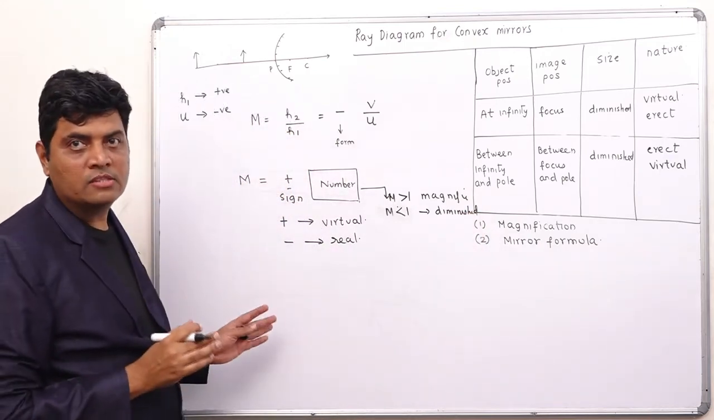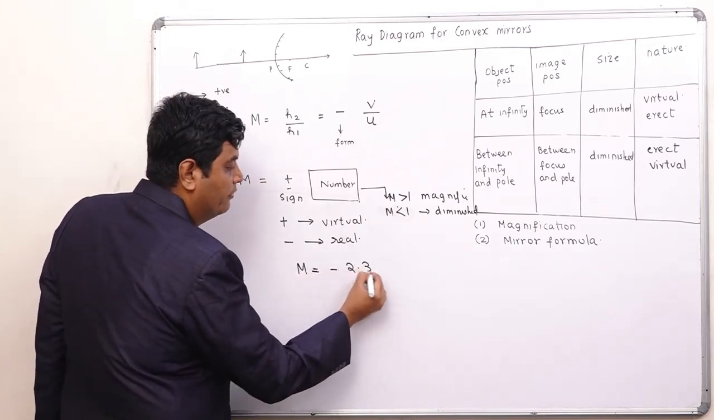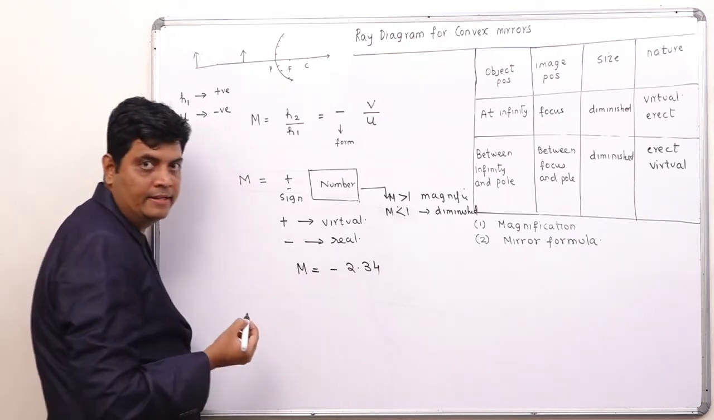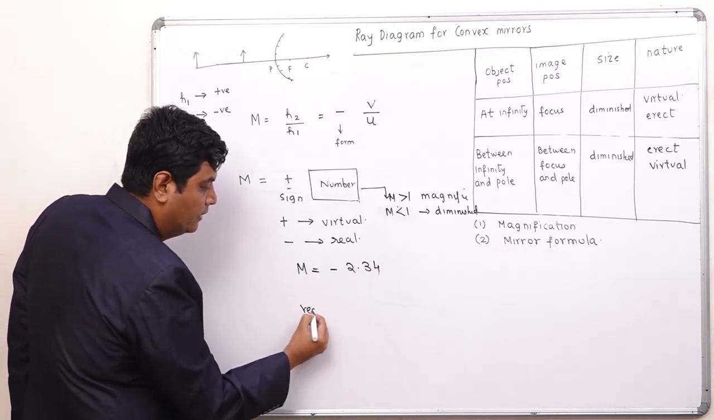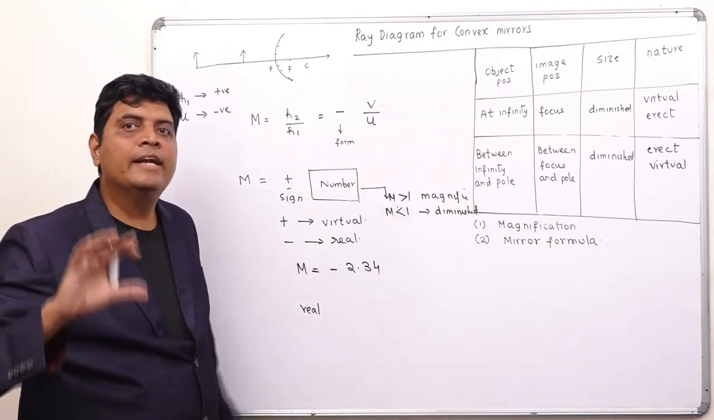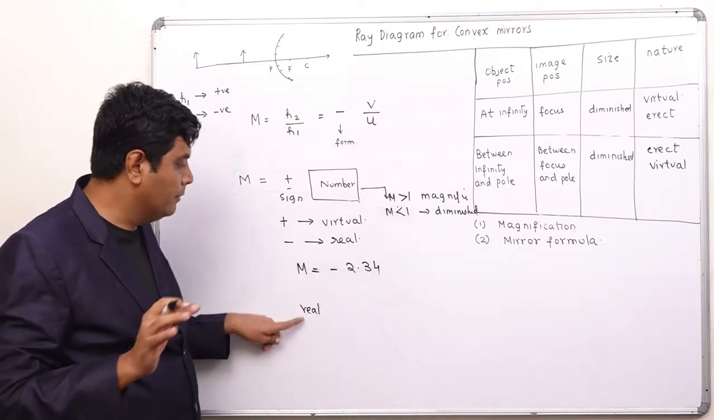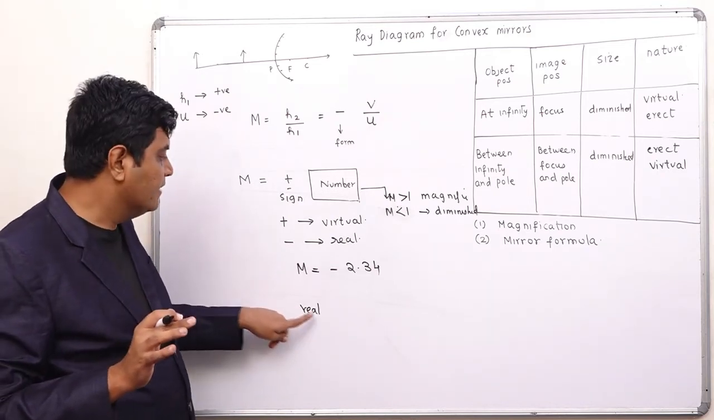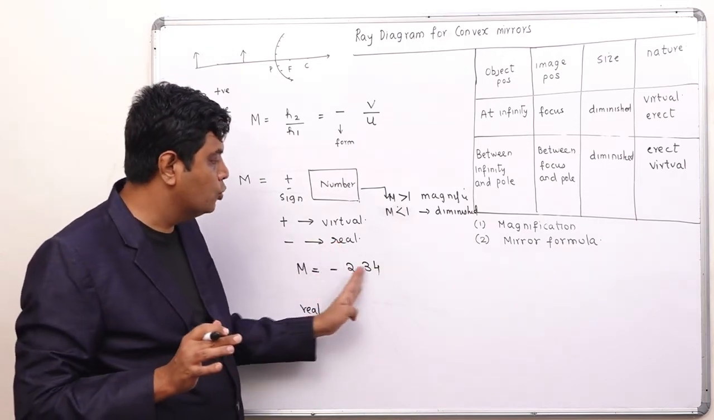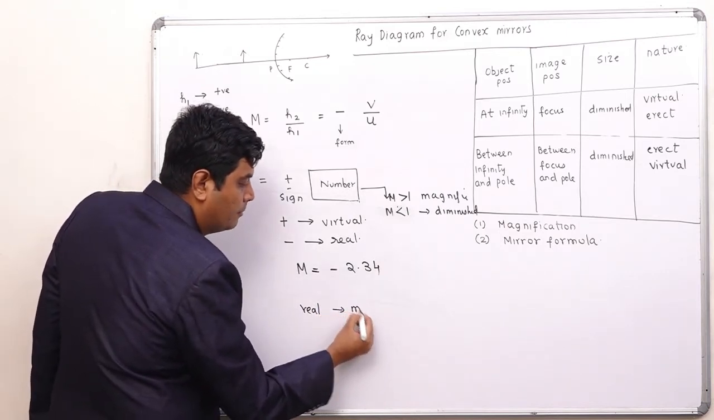Understood? So based on this, now let me ask you one question. Suppose magnification is minus 2.34. This means what? First I will see the sign. Sign is negative, means it is real. See, negative sign means inverted, and inverted are always real. You can remember it that way. So if the sign is negative, it is real. And now look at the number, it is 2 point something, it is greater than 1. So it becomes magnified.